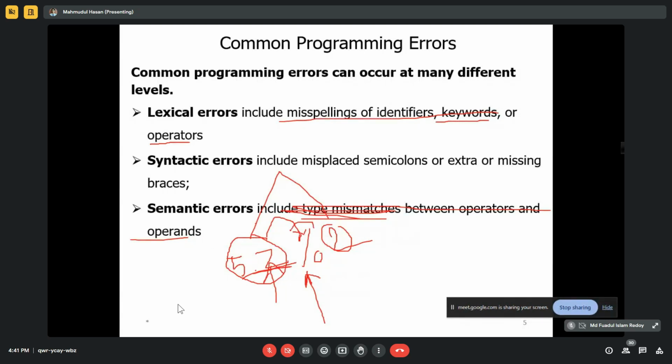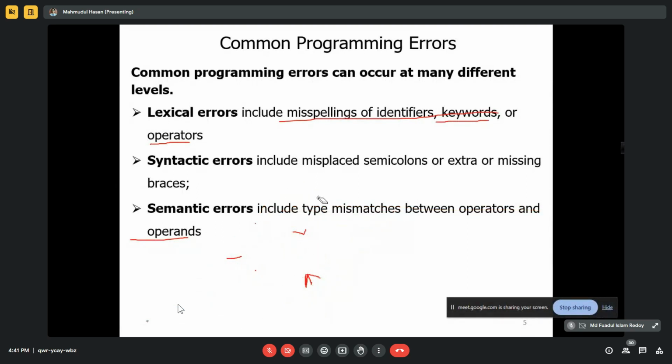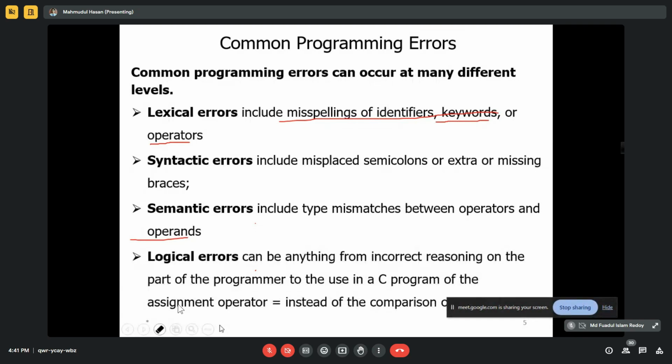As we are using the modulus operator here, we need those types of operand, and the type should be integer, not double or float. So this is a semantic error. Got my point? Then logical error. It is a very common error. The next one is logical error.